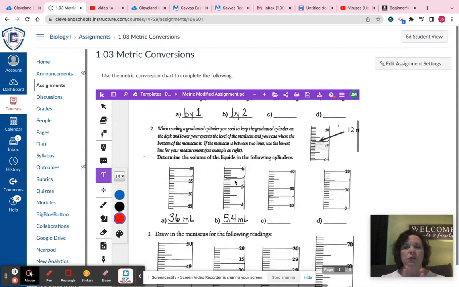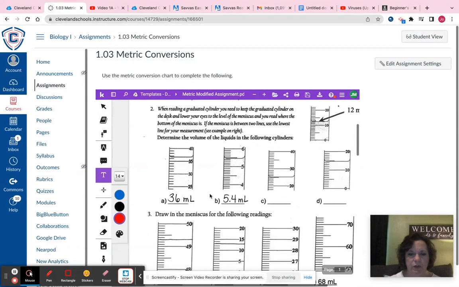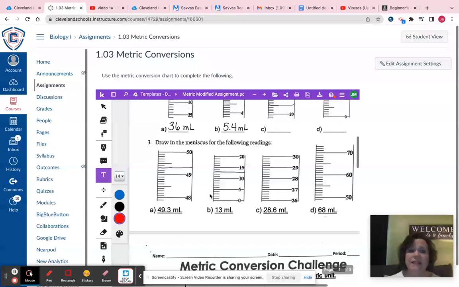So you have to do a good measurement. You have to take the skills you learn in the top part of this assignment, looking at the scale of the cylinder, and then read the measurement there. And I'll help you with a few of those. And then down here, you're going to draw in the line or draw in the meniscus. I've completed the first two for each of these parts.